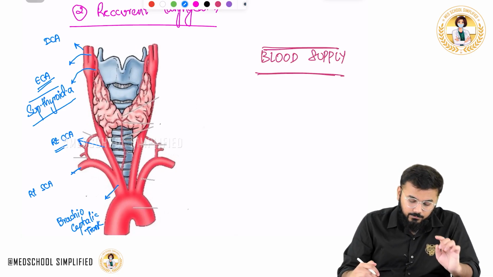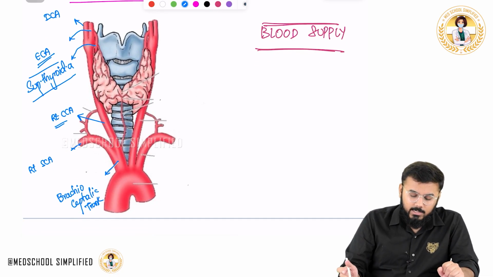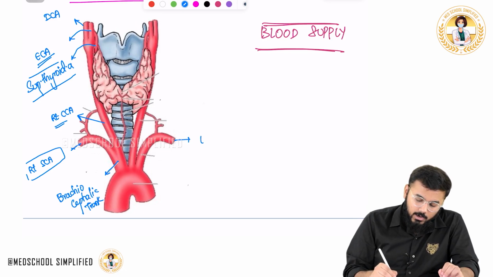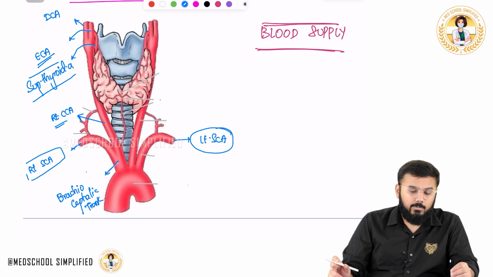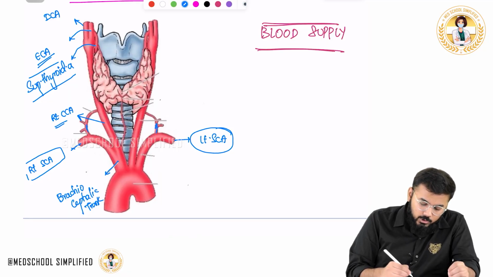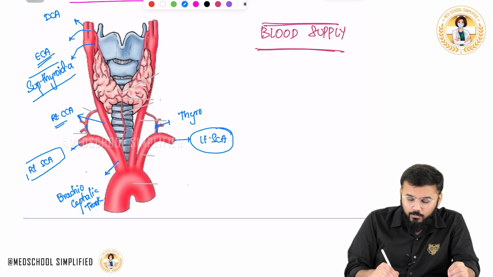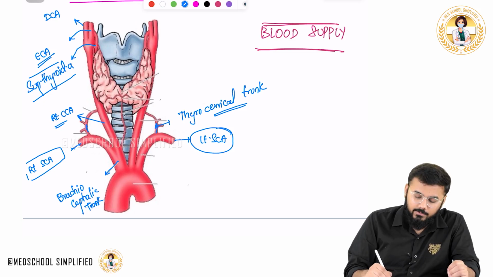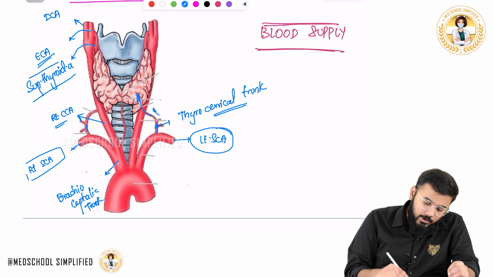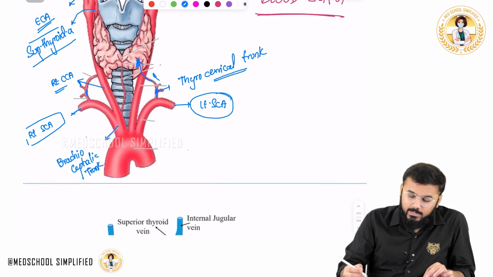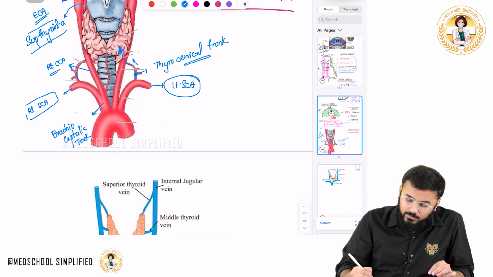Next important thing: this is your right subclavian artery, and this one is your left subclavian artery. From the subclavian artery, you have a very important branch. You see this branch that is going up here. This branch is called the thyrocervical trunk. Even if you are not understanding this, I will draw it later on. A branch of the thyrocervical trunk which is supplying the inferior surface is called the inferior thyroid artery.